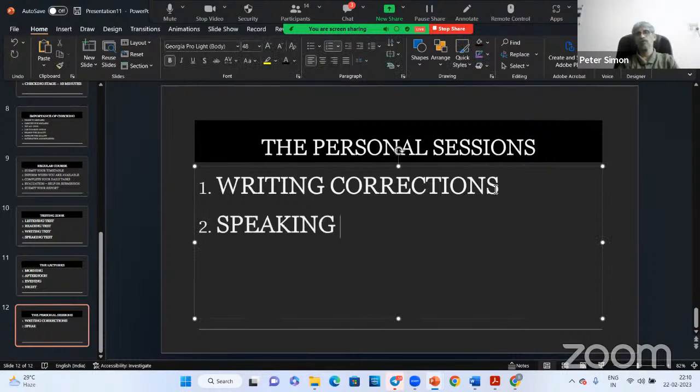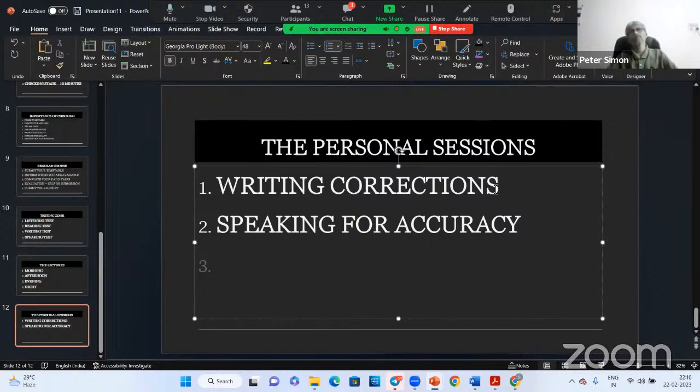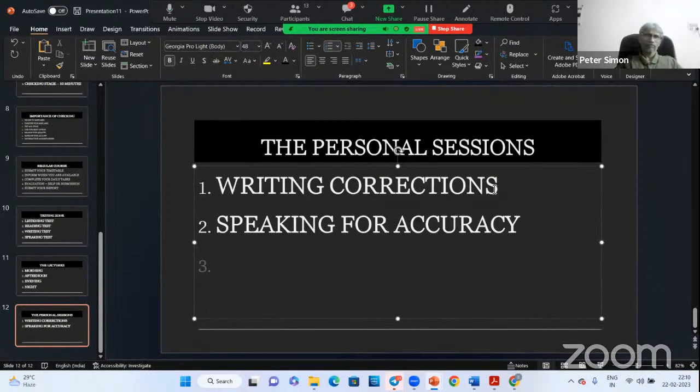Then speaking sessions. Speaking for accuracy. I'll call you. I'll take a speaking session. Maybe I'll take a daily one or maybe weekly 3 or 4 I'll take. Whenever I'll call, I'll take. Sometimes I'll take 5 sessions at a time. Sometimes I'll take 2 sessions. Sometimes I take only 1 session.